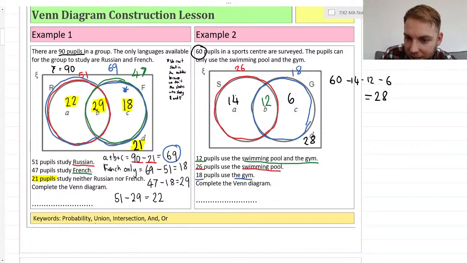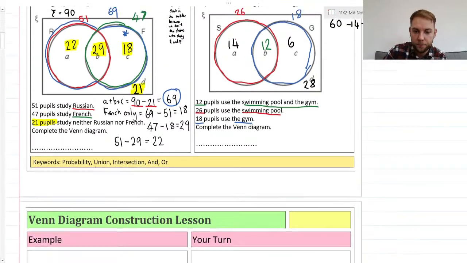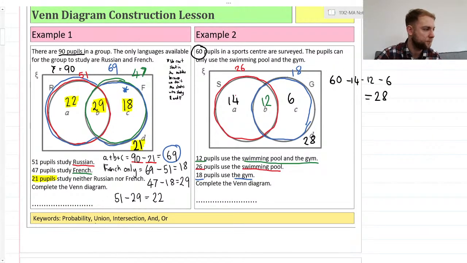Now again, that's tricky, so we can check that. Do all of these four sections add up to 60? Well, 14 plus 12 plus 6 plus 28 is equal to 60. So yes, that's right. Okay, I'll give you a second to get that down.